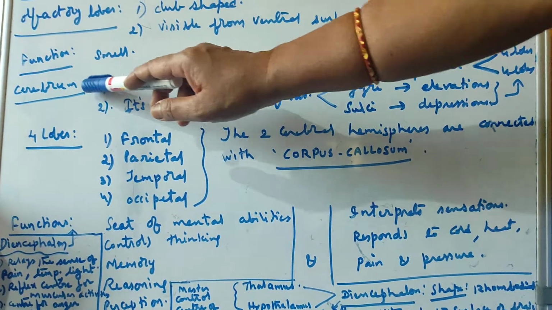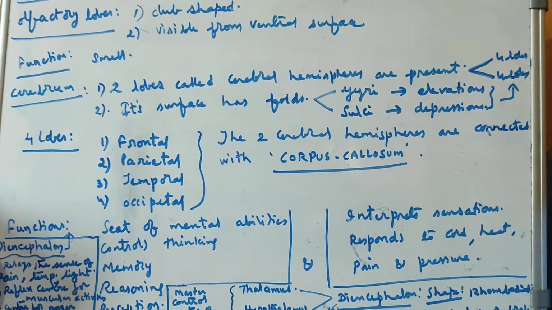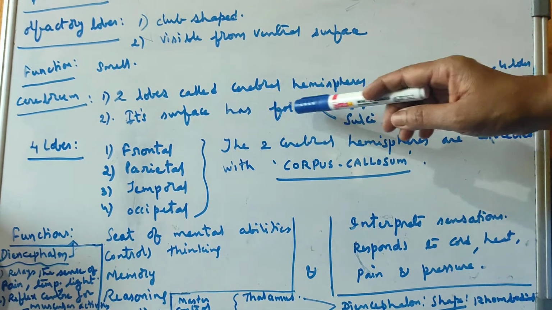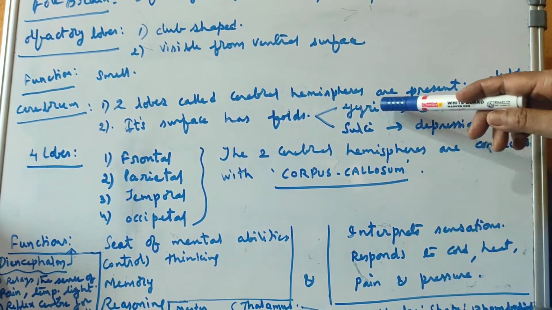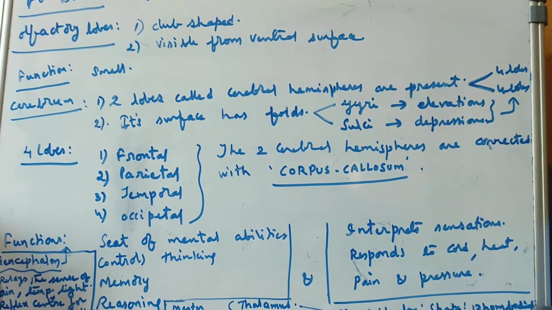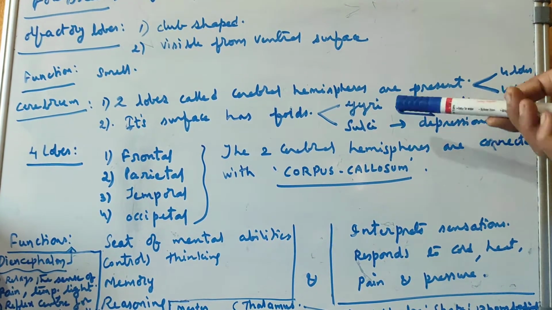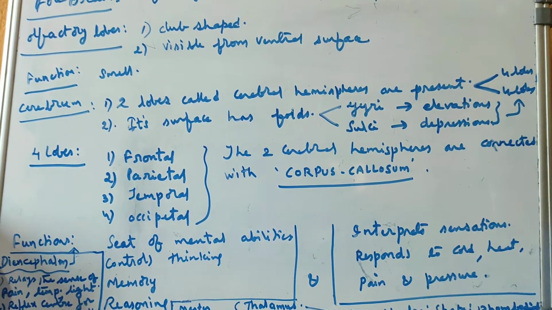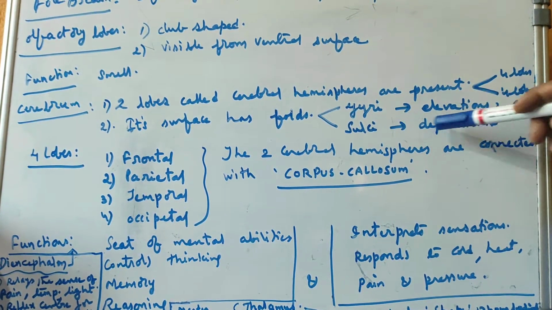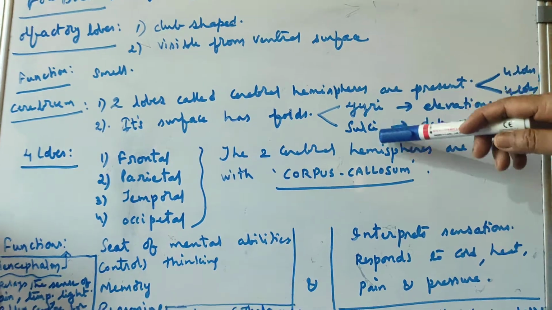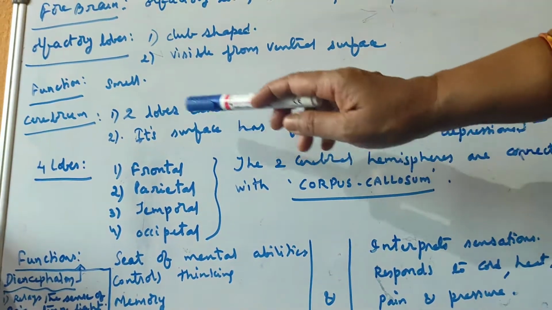The cerebrum has a surface that is not smooth. It has foldings, and these foldings are called gyri and sulci. Gyri are the elevations, the projections, and sulci are the depressions, just like valleys. So, mountains and valleys like that. Like this, two types of foldings we can see on the surface of the cerebrum.